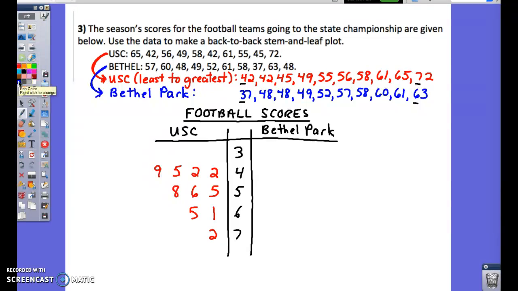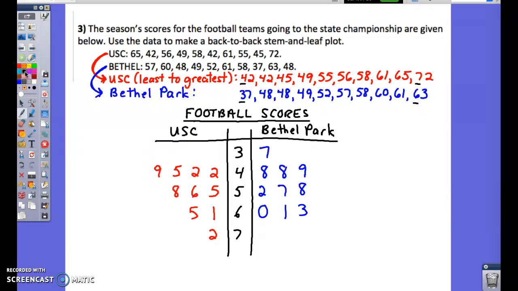For Bethel Park, we're going to do the exact same thing. We have a 37 right here. We have two 48s. We have a 49, 52, 57, 58, 60, 61, and 63. And you should always do a quick double check and make sure you have the same amount of data values and it represents all the data. And I did that. I do have 10 values listed for Upper St. Clair and 10 values listed for Bethel Park.